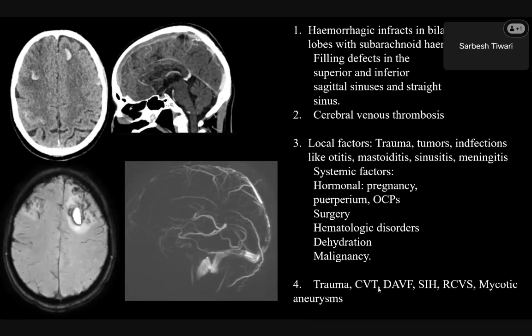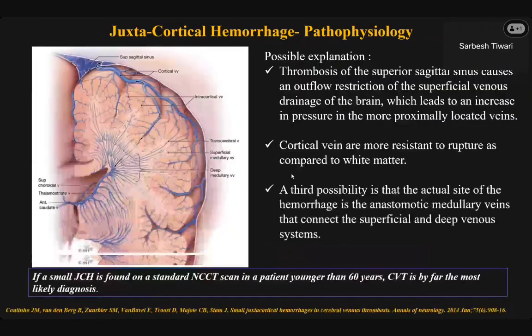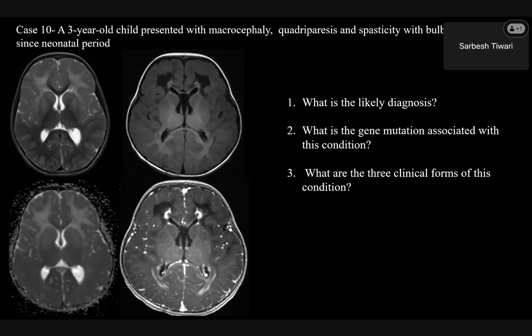The gene associated is GFAP, very good. So what are the 3 clinical forms of this condition? Like most of you told, this is a classical example of Alexander's disease. They can present in the infantile period, juvenile period, or the adult age also. We have to remember that in each age group, the imaging finding is subtly different. Very good. So infantile, juvenile, and adult. And this is the post contrast that you're seeing. You can see this kind of peripheral enhancement. There are 5 diagnostic criteria.